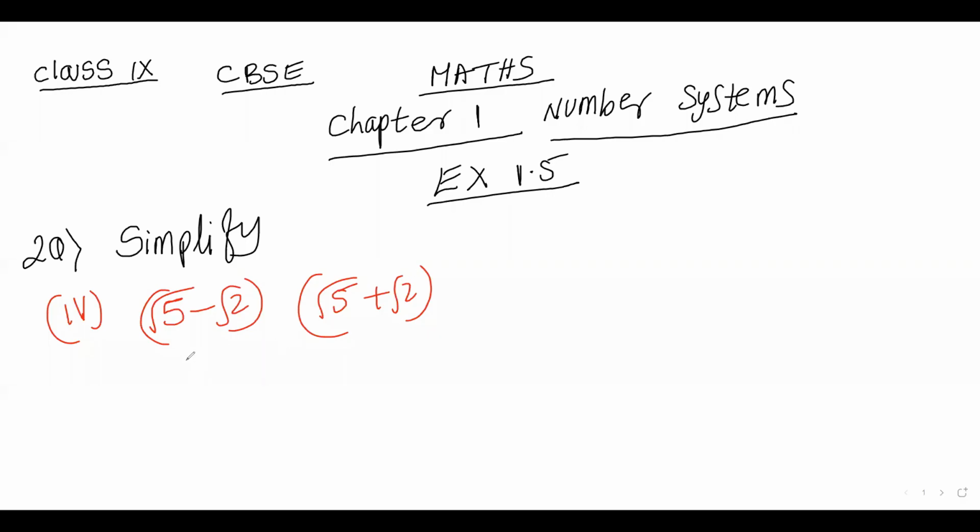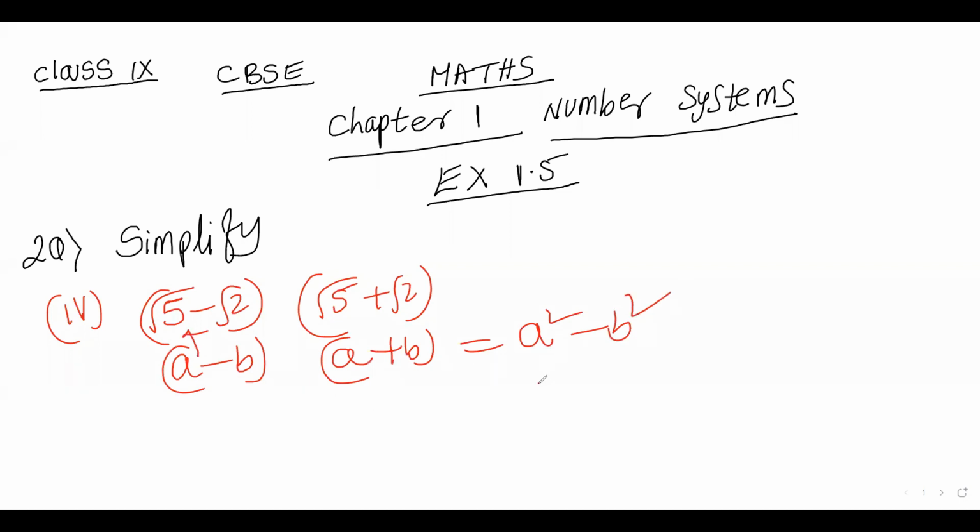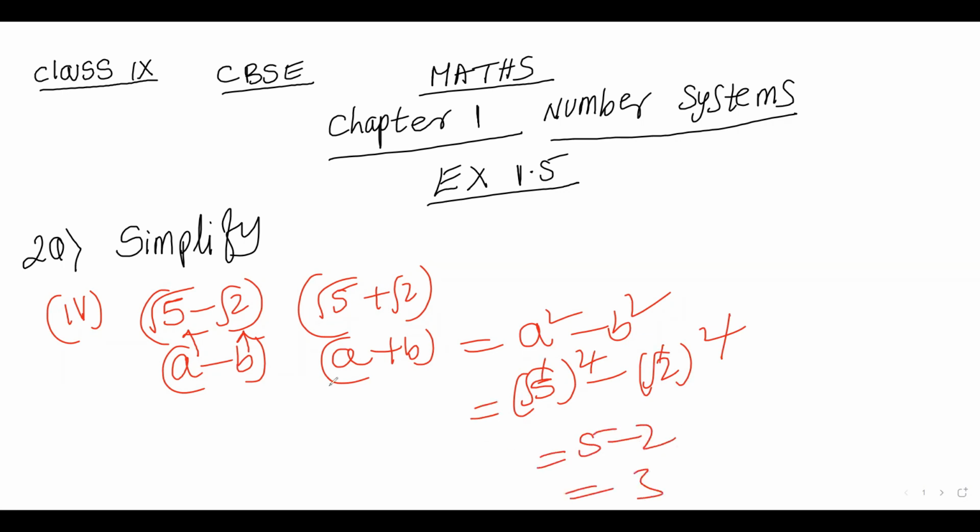Now this is in the form of (a minus b) into (a plus b), which can be written as a square minus b square. A value is root 5, so a square will be root 5 square. B value is root 2, so b square will be root 2 square. Cancel square and root, you will get 5 minus 2, and the answer is 3. You can even do this problem by simple multiplication. Try that as homework.